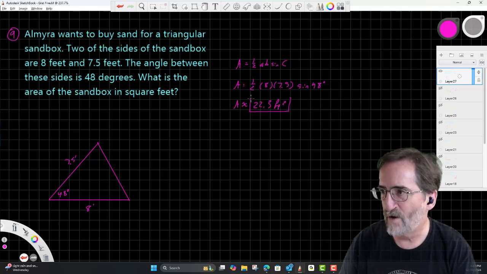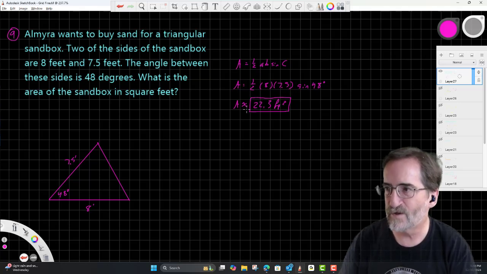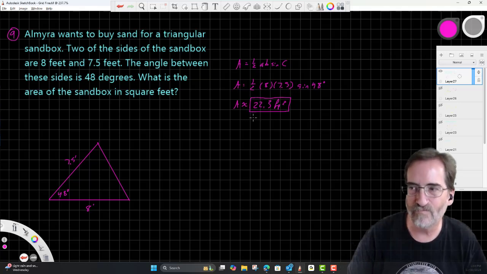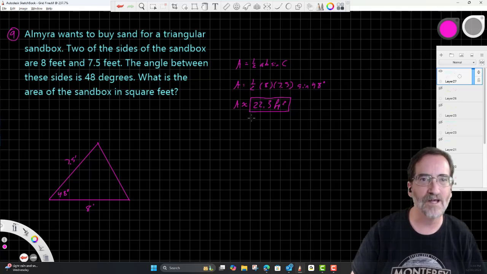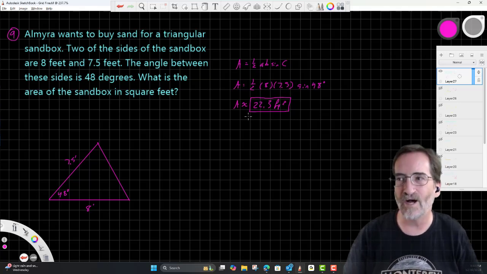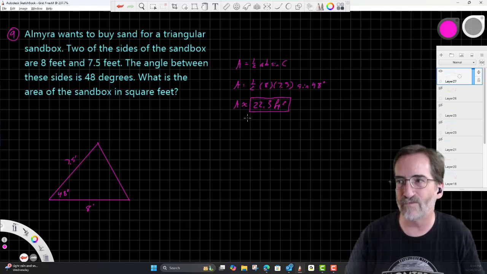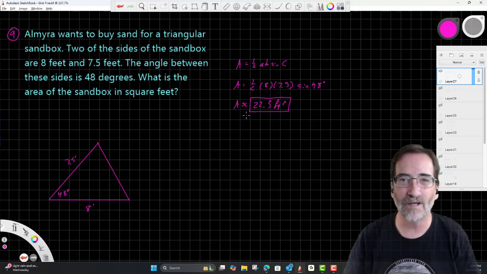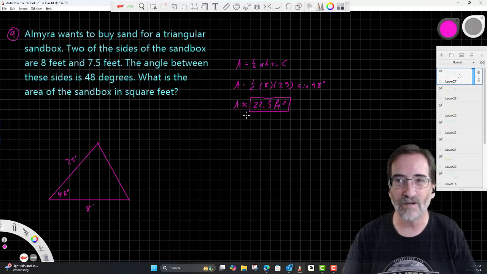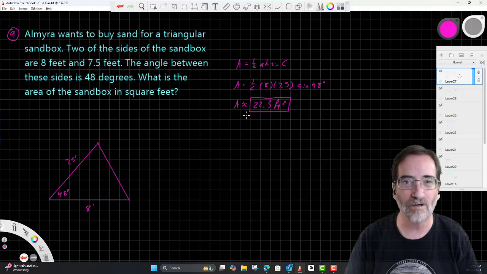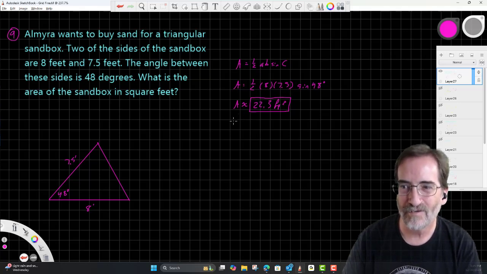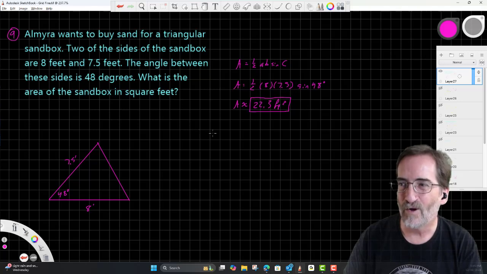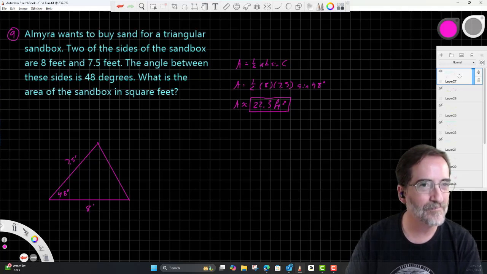And if I wanted to know how many cubic feet that is, if I varied it to, say, a depth of 6 inches, which is half a foot, I'd divide that by 2, basically about 11 cubic feet, and there's 27 cubic feet in a cubic yard. So that's not many cubic yards. Not too bad. But all you were asked for was the area.